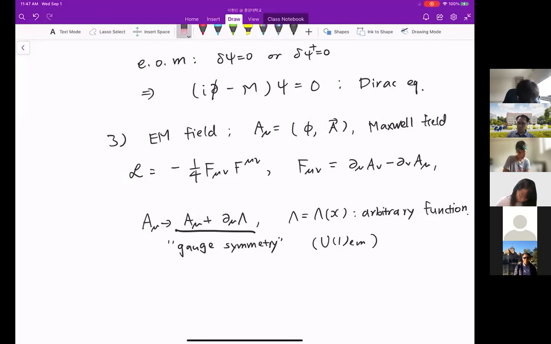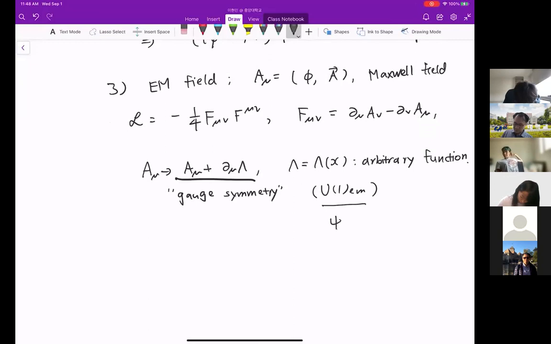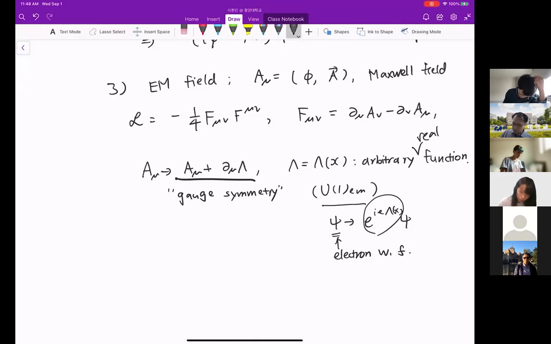But we can see whether it is U1 or not from the electron wave function. The electron wave function changes something like this. Because of this phase, it's an arbitrary real function. So this is just a phase, right? So without changing the absolute value of the electron wave function, we are able to change the definition of the wave function.